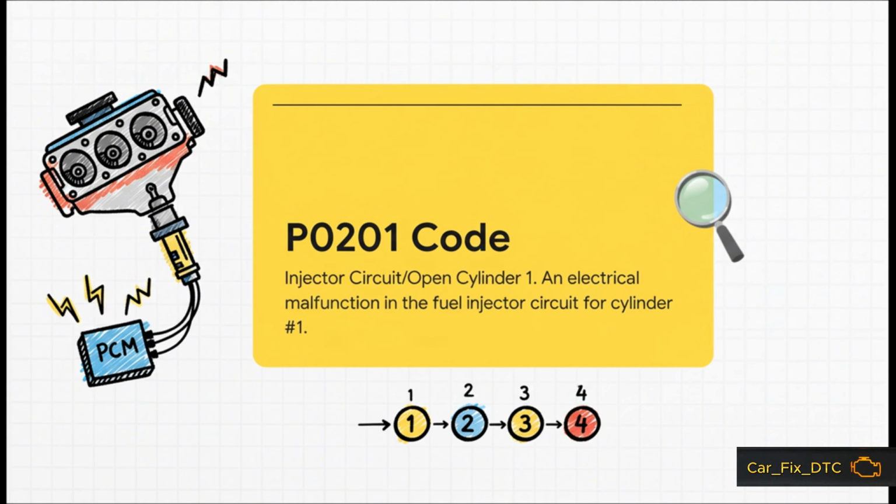And the logic is super simple. P0202 would be for cylinder 2, P0203 for cylinder 3, you get the idea. So our investigation starts with cylinder 1.